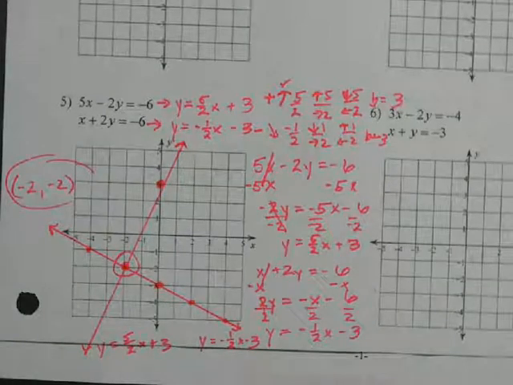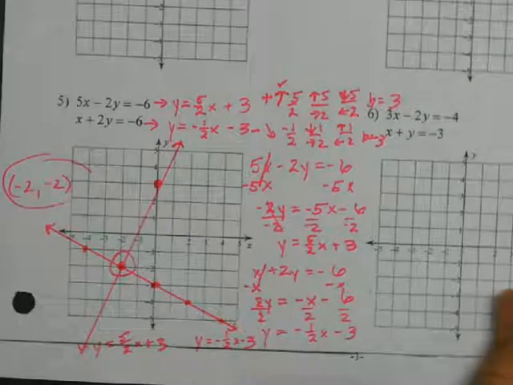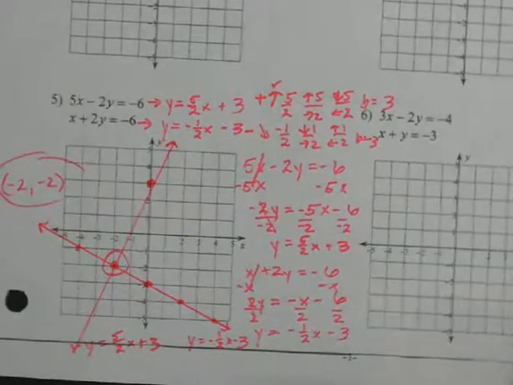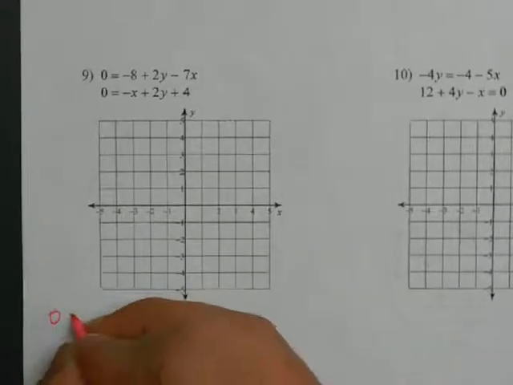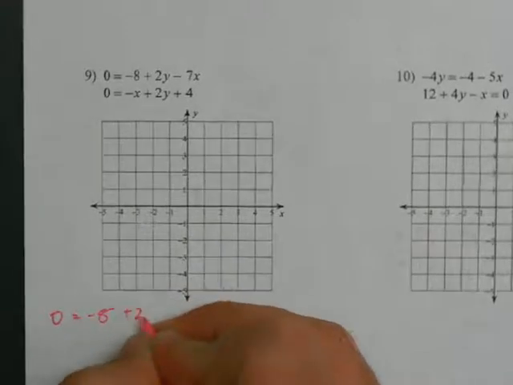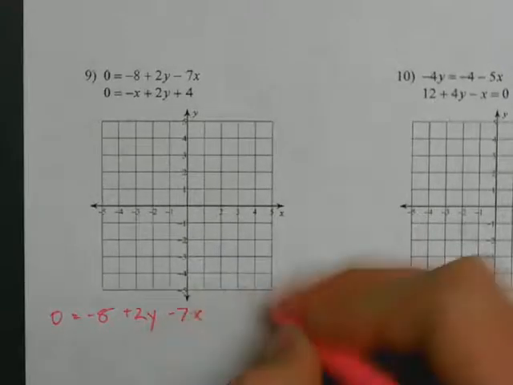Going on from there, we would have, let's go to the back side. Okay? I'm going to look at number 9. So look at number 9. The thing with number 9, you're going to have to put both of these in slope-intercept form. So I'm just going to write them both down here.